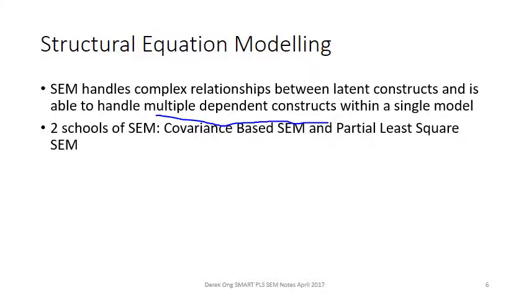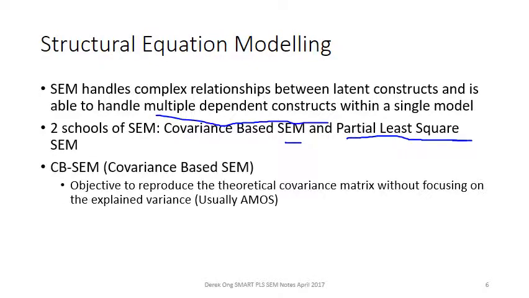However, there are two schools of SEM. One is what we call the covariance-based SEM, and the other one, which we are concentrating on in this series of videos, is the partial least squares SEM. Very quickly, the covariance-based SEM's objective is to reproduce a theoretical covariance matrix without focusing too much on the explained variances. Usually, people who use covariance-based SEM use AMOS as their software.